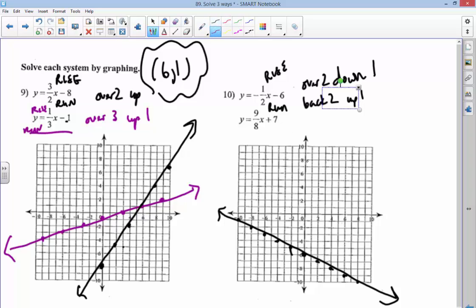The second one starts at 7. 9 over 8. So this is rise over run. Now if you go over 8, up 9, it's going to be off the graph. So we're going to go back 8, down 9. Hopefully it'll cross right away. So back 8, down 9.